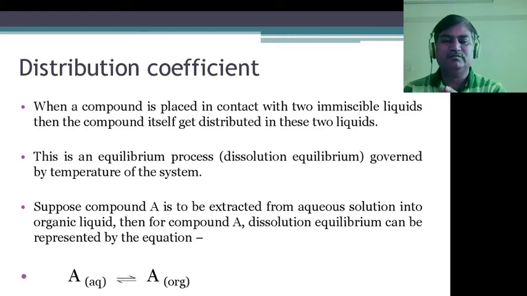Temperature of system. Solvent extraction is a temperature-dependent process. Most of the time this process is carried out at normal temperature, that is 25 degrees Celsius to 30-35 degrees Celsius. Is it right? So this distribution or equilibrium process is always governed by temperature. So the temperature of this solvent extraction process is always kept constant at normal temperature.